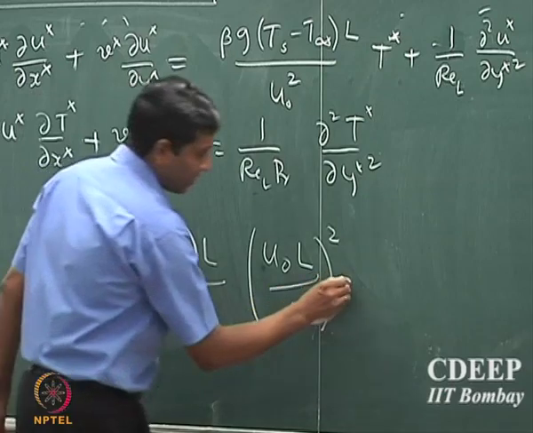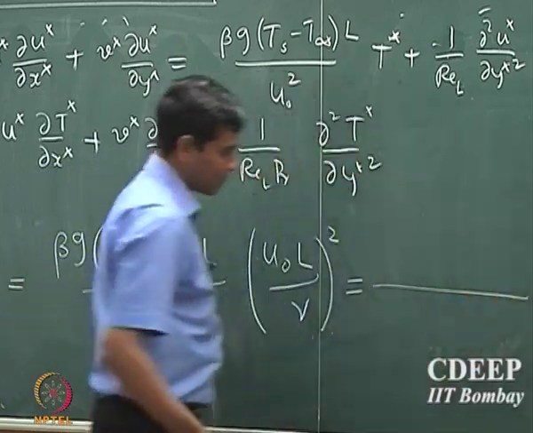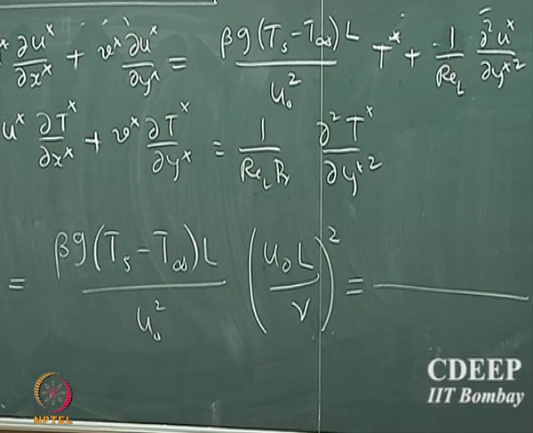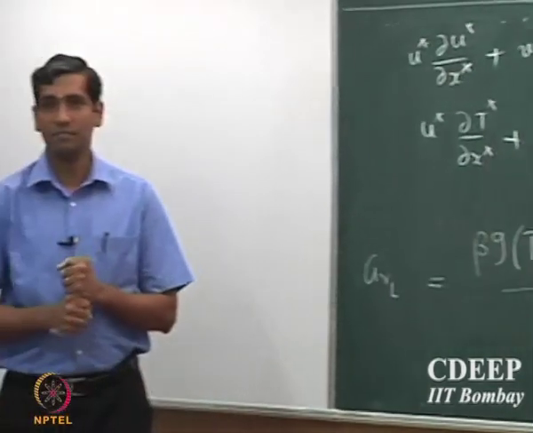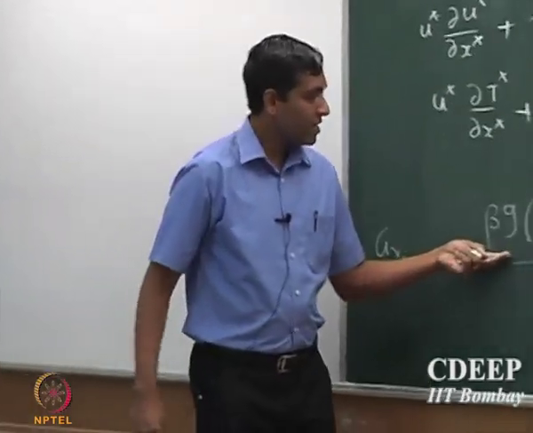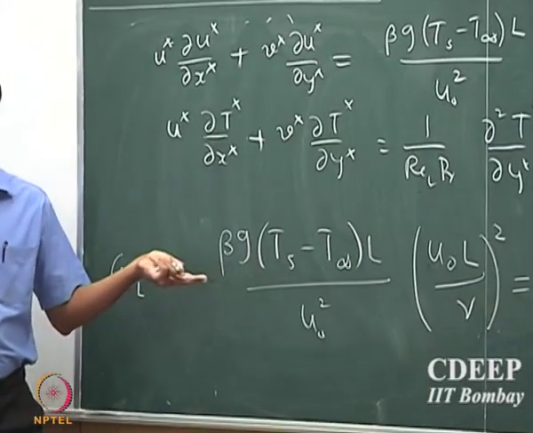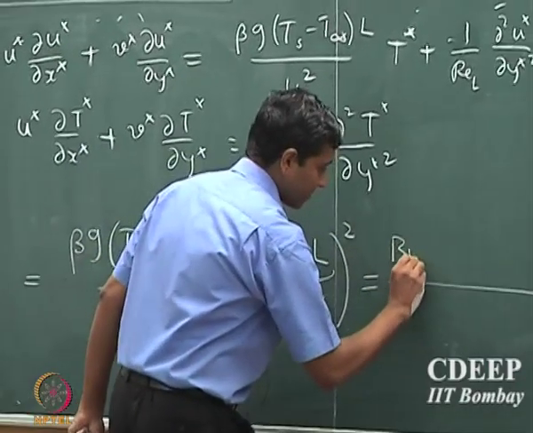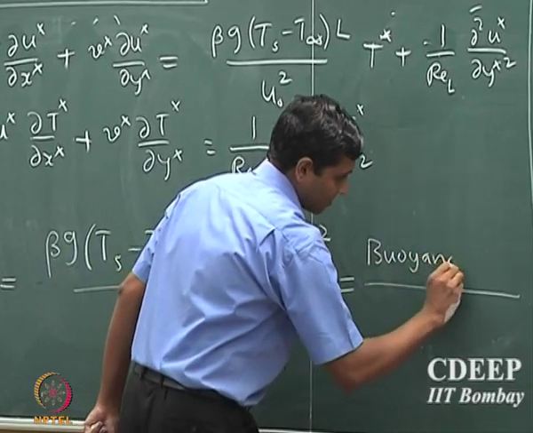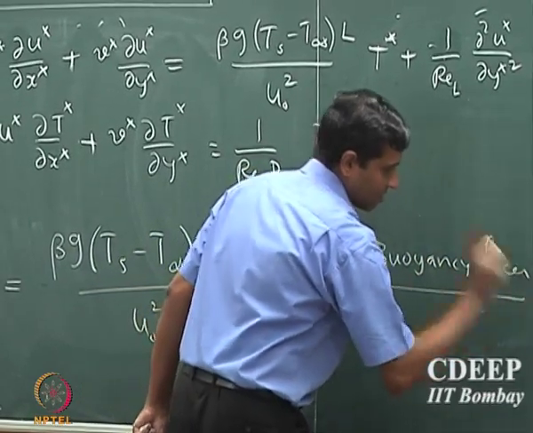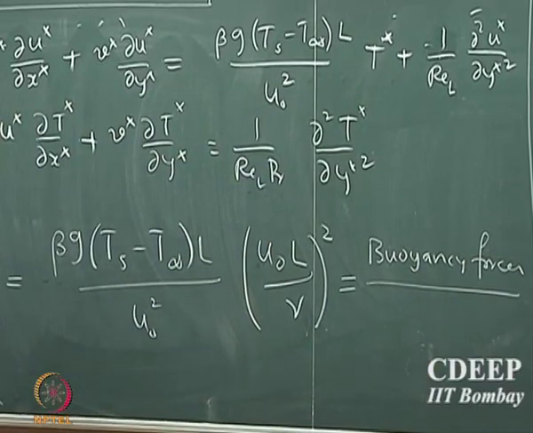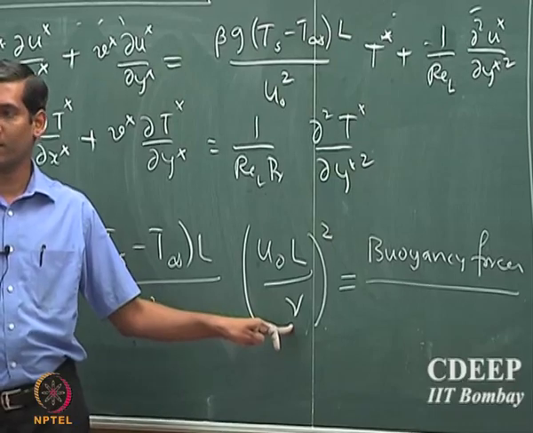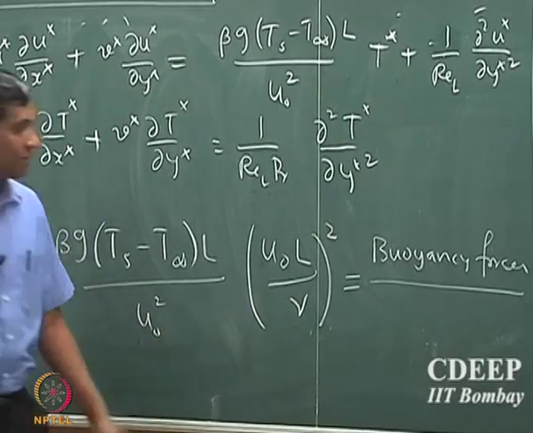So you get an expression which essentially gives you the ratio of, can anyone guess? Ratio of beta times g, what does it signify? Gravity. So it's the buoyancy forces, or the force that the fluid is experiencing because of gravity. So U naught square will cancel out. What does nu signify? Viscous forces. That's all. So it's very easy.